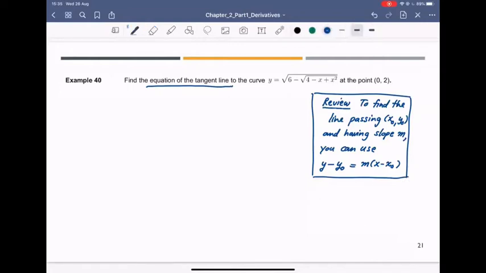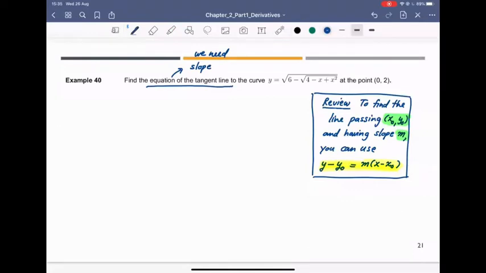If you want to find the equation of the line that passes the point (x naught, y naught) and you know the slope, which is equal to m, the equation of the line is going to be y minus y naught equals m times x minus x naught. You learn this since grade 9 or maybe grade 7. So to find the equation of the tangent line here, we need to find the slope first.